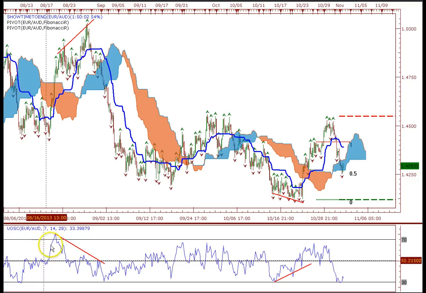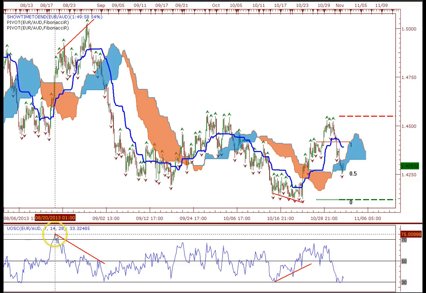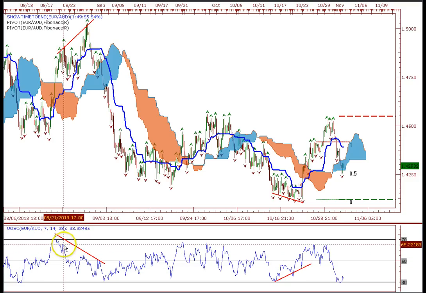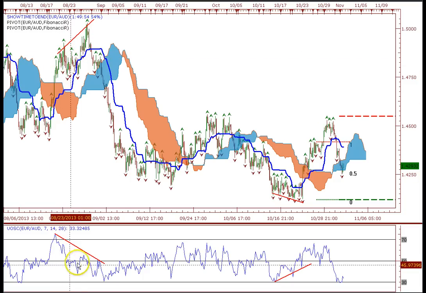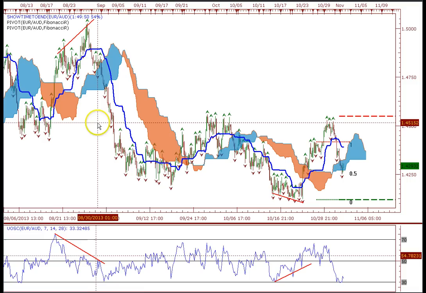All right, well look at this high. The oscillator is really high, and then it comes, makes another high that's not as high as this high, that's higher than the previous high, but then this high is way lower. All right, so then what happens?